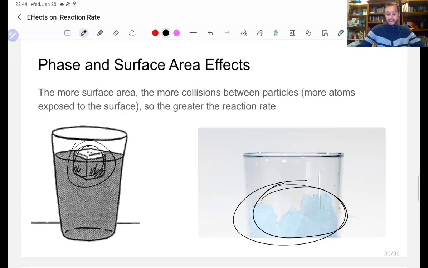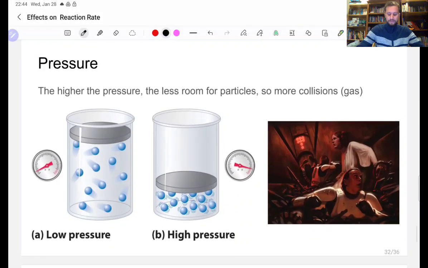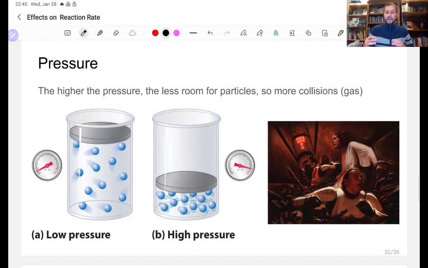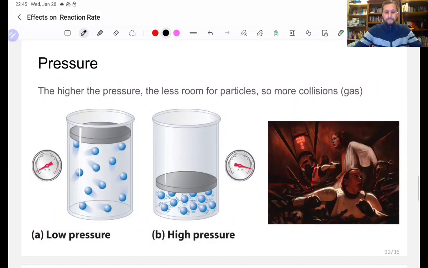Some miscellaneous effects. Pressure. If the pressure increases while the amount of particles remains constant, if this is gases, if the pressure of gases increases, then you're effectively increasing the concentration because you're giving the particles less space. So there's going to be more collisions because the gas particles have less space to move around. So they're going to collide more.